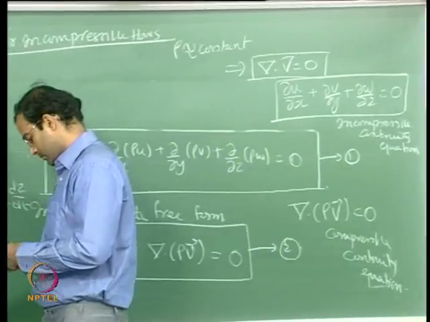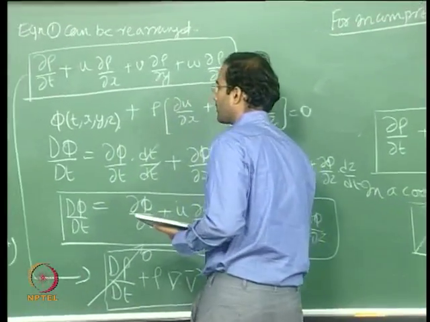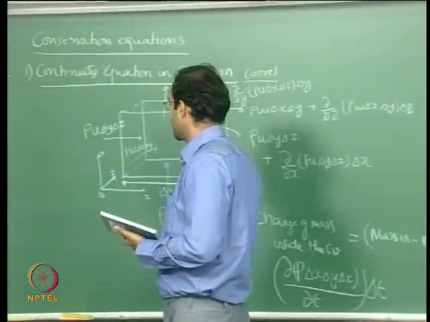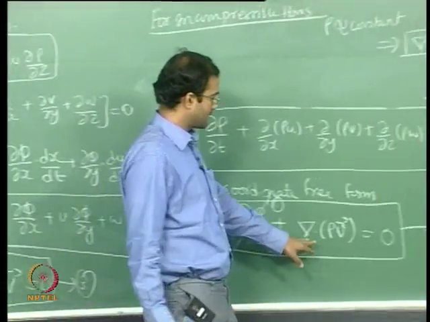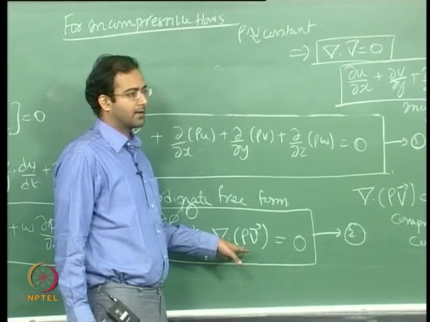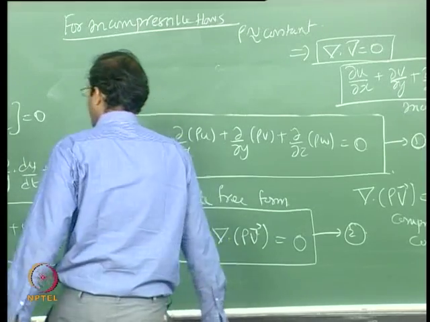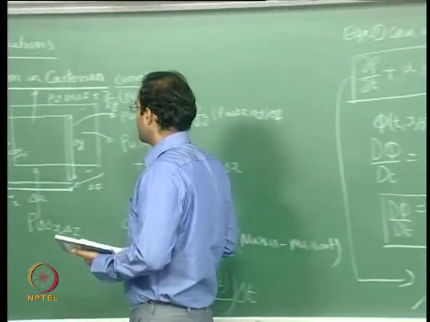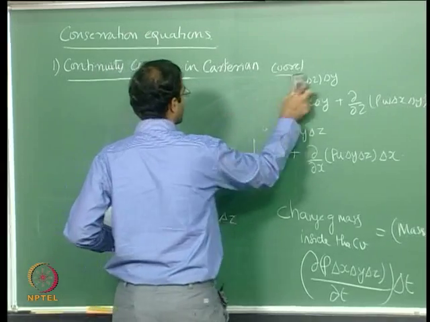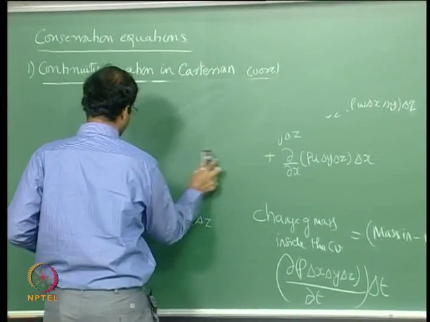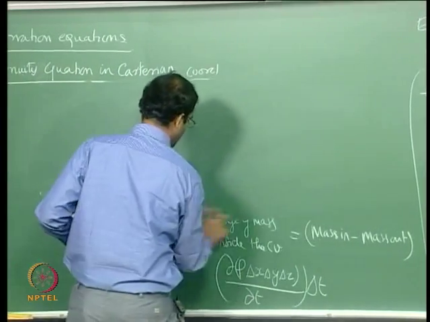Okay. So whatever we have done so far is all in one coordinate system, which is the rectangular coordinate system. One way of writing this in other coordinate systems is to simply replace this divergence operator by the respective divergence operator in that coordinate system and get the equation in that coordinate system. We can also, starting from fundamentals, derive the continuity equation in the other coordinate system. I will just do this derivation in the cylindrical coordinate system for continuity to give you an example.